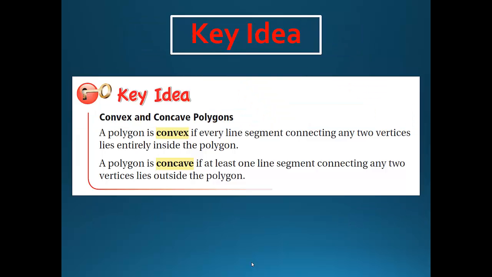Now we have another key idea for convex and concave polygons. A polygon is convex if every line segment connecting any two vertices lies entirely inside the polygon. A polygon is concave if at least one line segment connecting any two vertices lies outside the polygon.